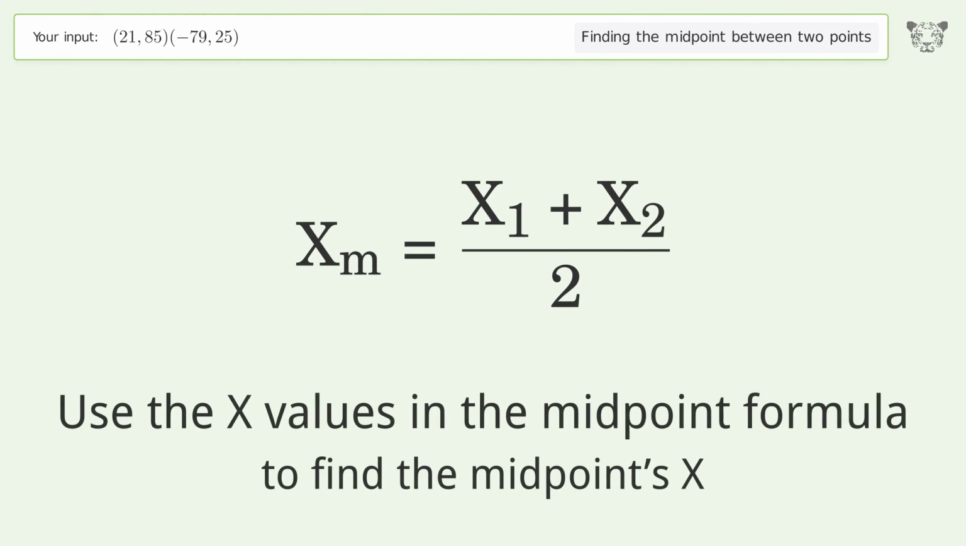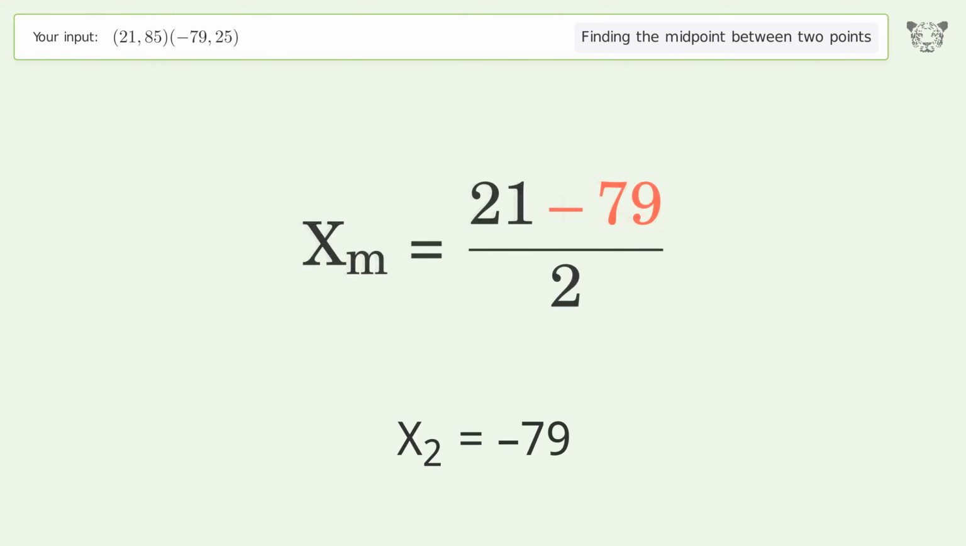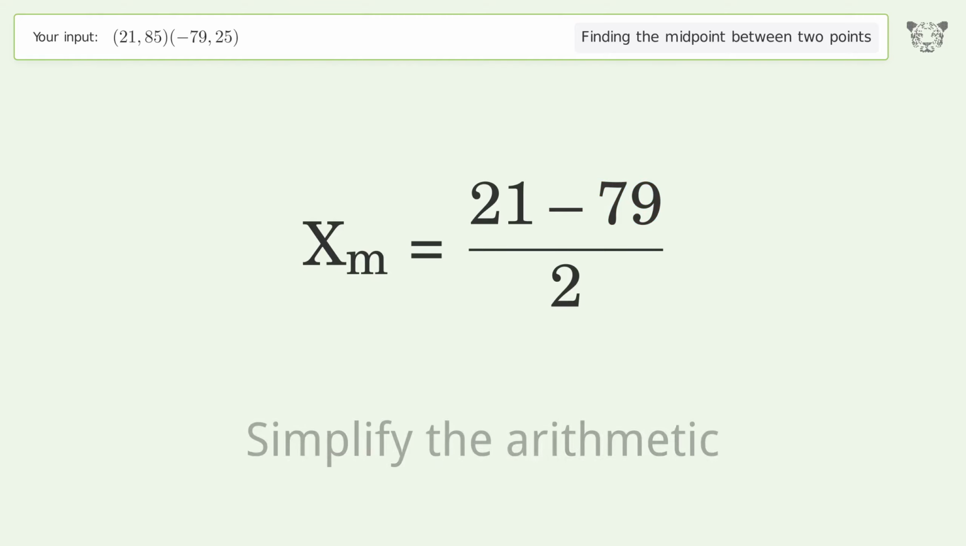Use the x values in the midpoint formula to find the midpoint's x. x1 equals 21. x2 equals negative 79. Simplify the arithmetic.